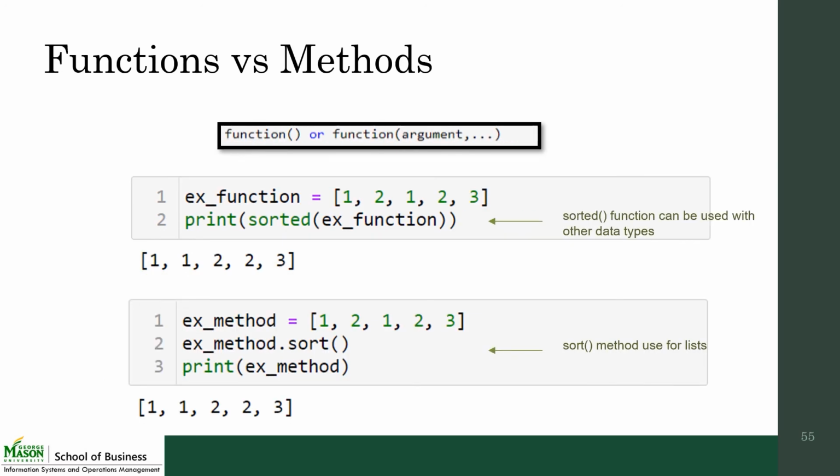Now with functions, functions are called without an object or a variable that's attached before it. So for example, there is a function called sorted, not to be confused with .sort, that's specific to a list data type. However, since sorted is a function and it's flexible to other data types, it could be used on a list.